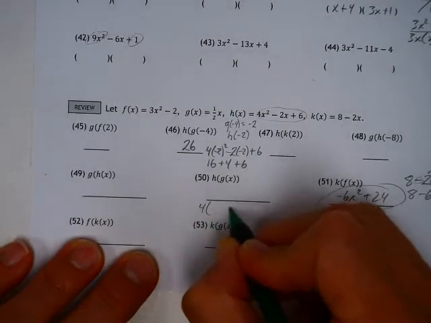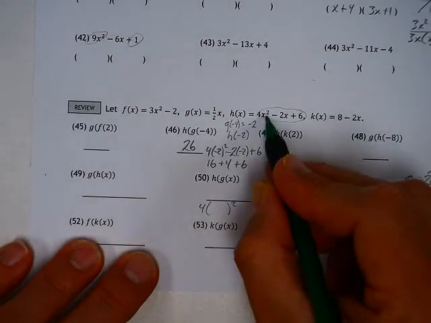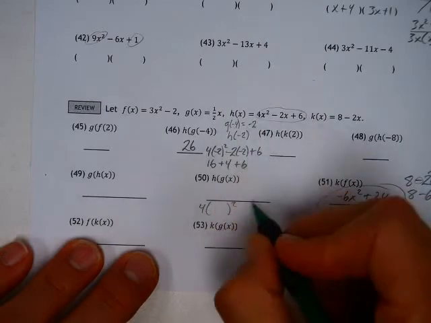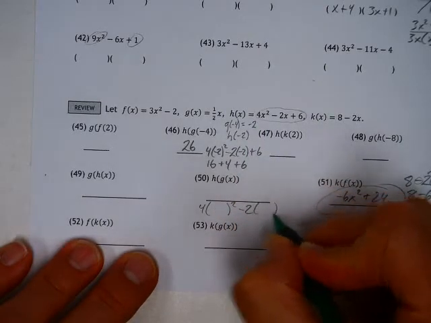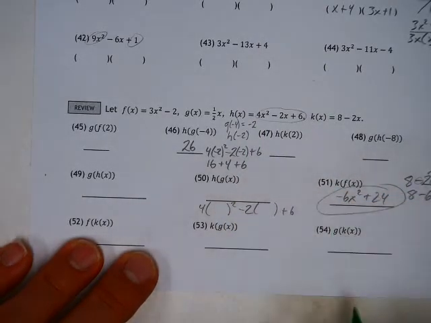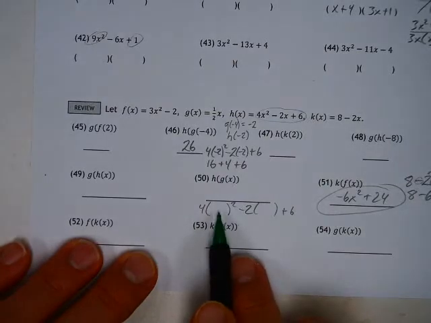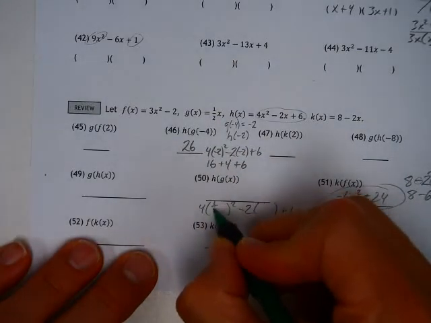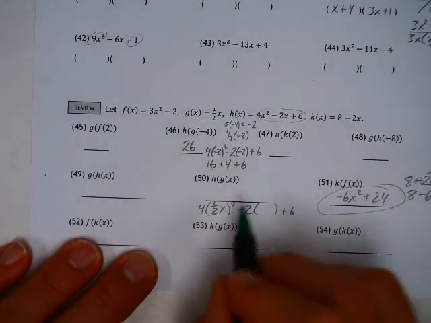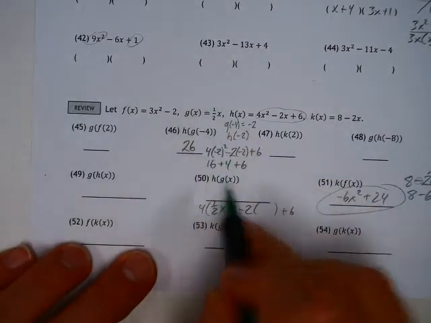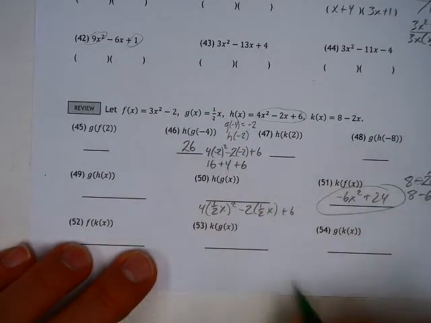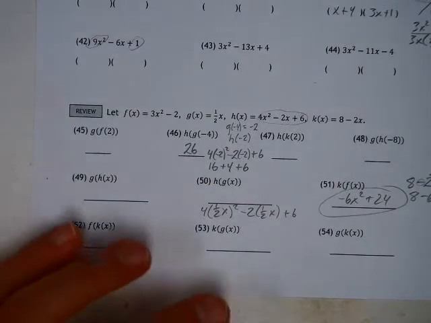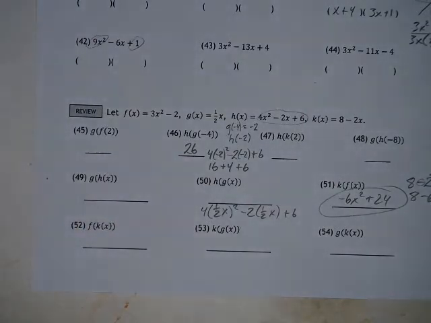You got 4 times something squared, which is what we see here. We're looking at the h equation. Minus 2 times something else, and then plus 6. Okay, the something you're putting in is that 1/2 x. But you're squaring them both. You're putting g of x, 1/2 x. Okay, we'll just keep going.